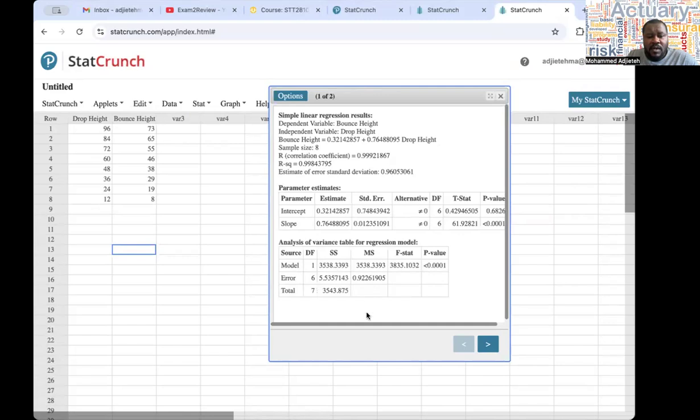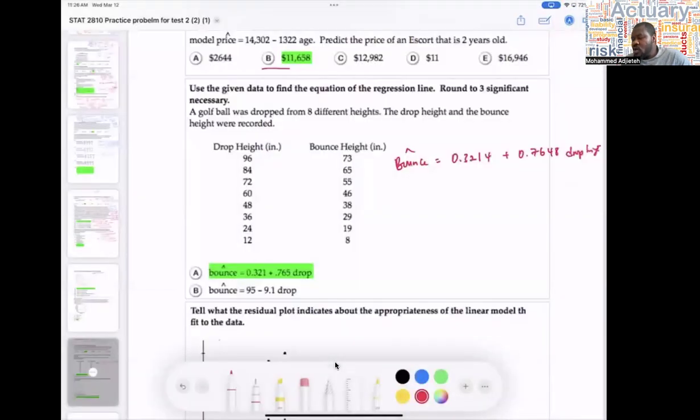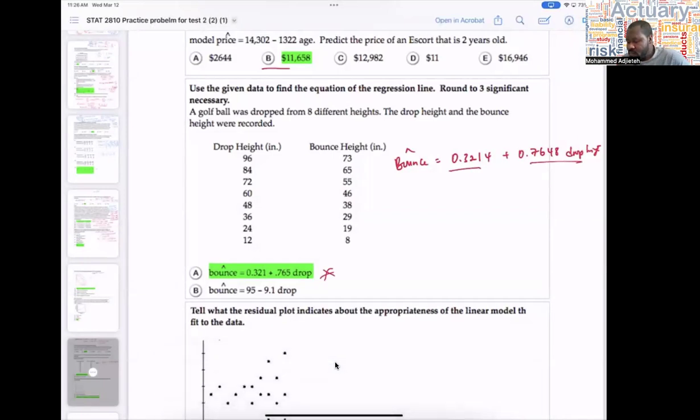Now let's get back to this. This is what we got. Remember, we are always predicting, so the response variable should have a hat. You can see this is what we got, and that matches this one here. So that is how to do this. You just have to be quick and start crunching. Let's proceed.